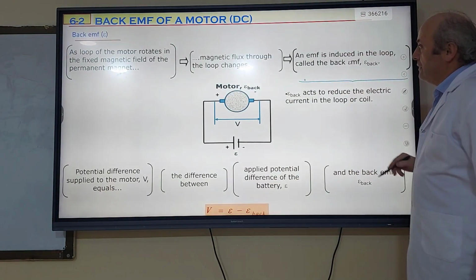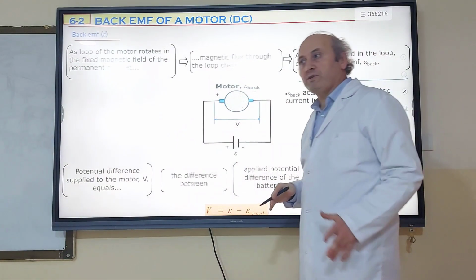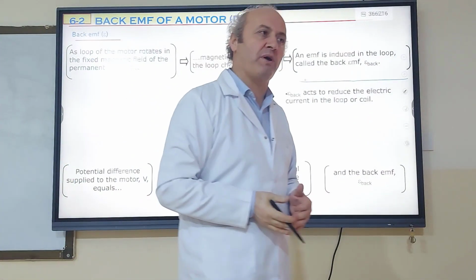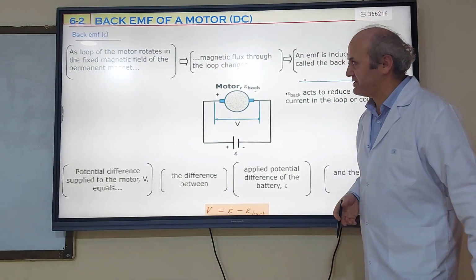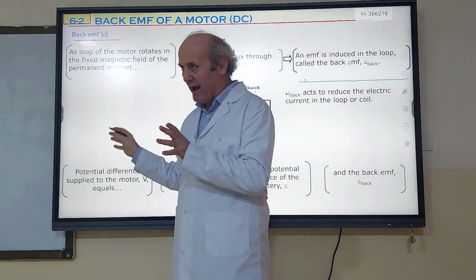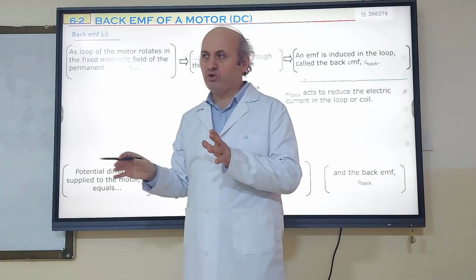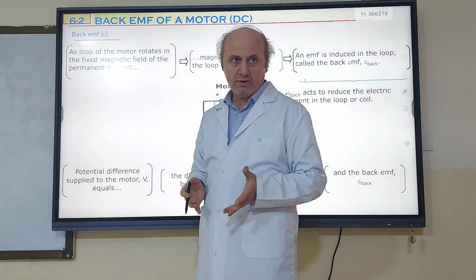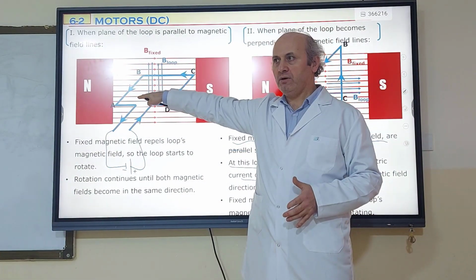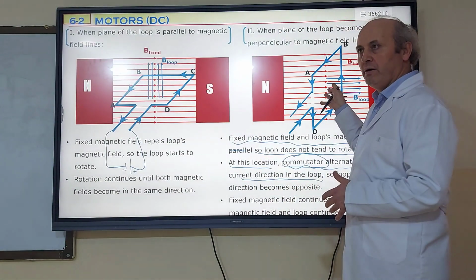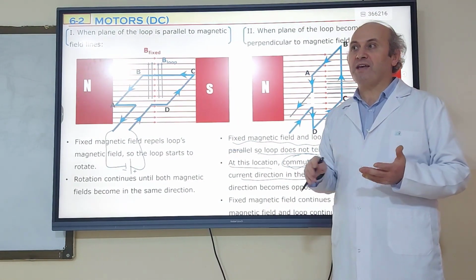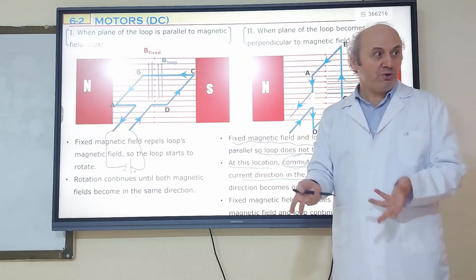But as this loop is rotating, as these coils are rotating inside the magnetic field, another surprising thing happens. In fact, we know it from chapter 6, section 1. What is it? As the loop of the motor rotates in the fixed magnetic field of the permanent magnet, the magnetic flux through the loops is changing. When the loop is in this position, the magnetic flux is 0 through the loop, and now here it is maximum. If magnetic flux changes in a loop, what happens? It acts as a kind of generator, and it also induces EMF.